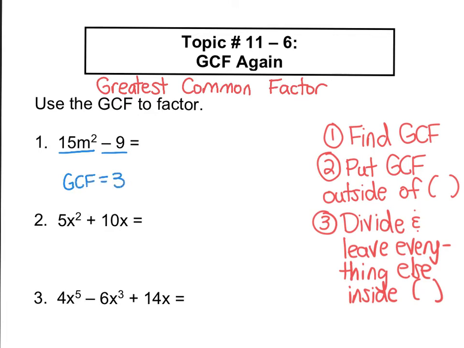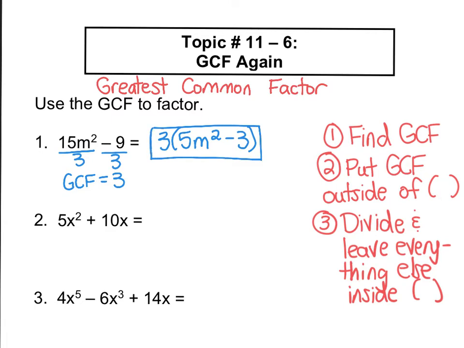Now, the step that people miss most often is sticking that 3 outside of the parentheses. That is still part of the answer. So that 3 has to go on the outside of the parentheses, and then we're going to divide everything by that 3 and leave that inside the parentheses. So I'm going to start with 15 divided by 3 is 5. I don't have anything to divide the m squared by, so it stays 5m squared. And then -9 divided by 3 is -3. And this would be my final answer.